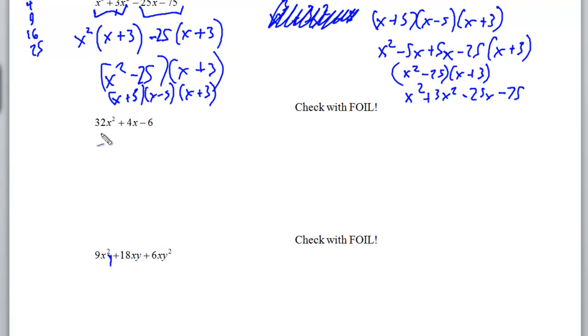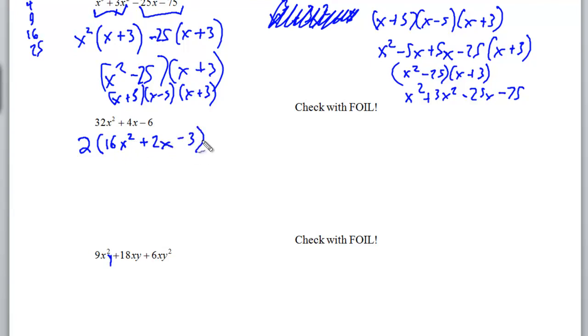All right, let's look at this one. Is there a number I can remove from this trinomial to make it work? And yeah, there is. That number is going to be 2. I can remove a 2, and the reason I want to remove a 2 is that it makes this problem a lot smaller. So I got 16x squared plus 2x minus 3.